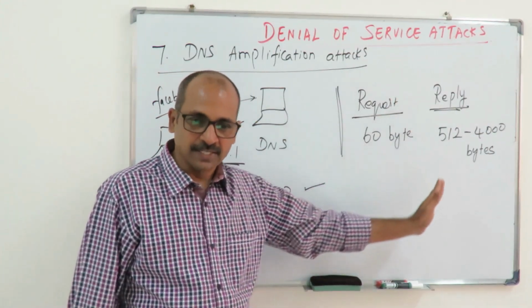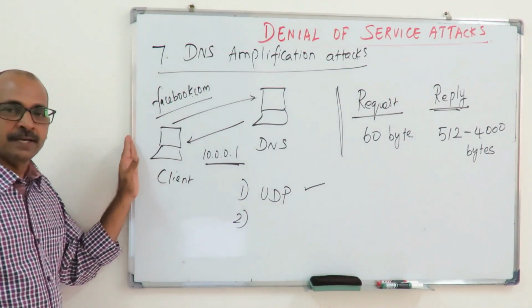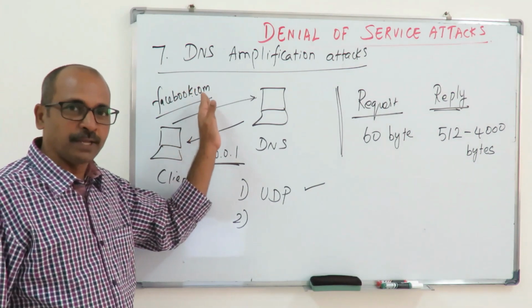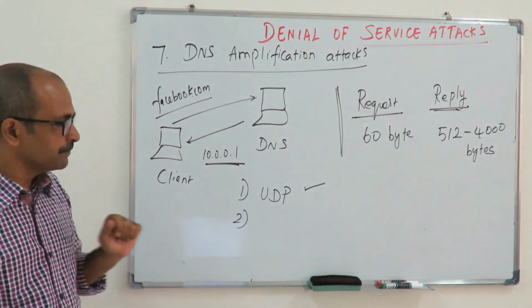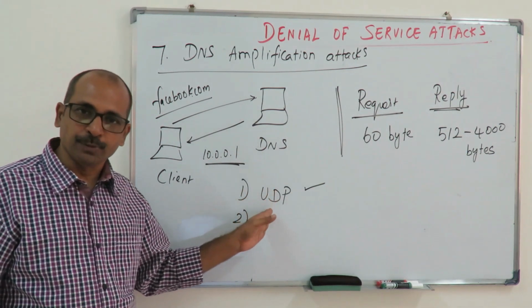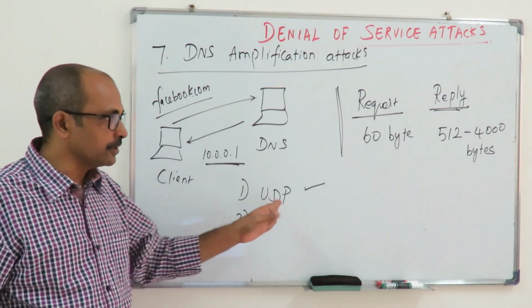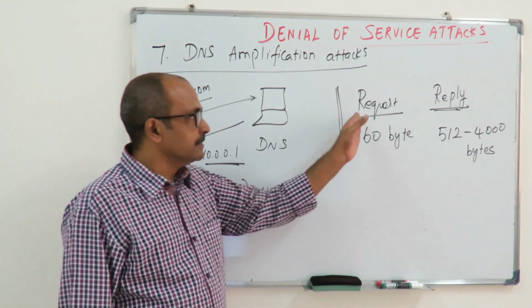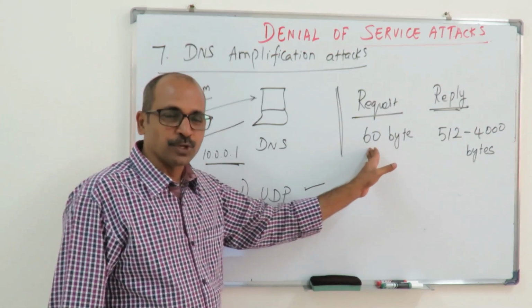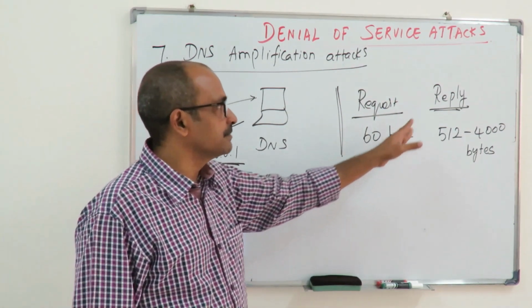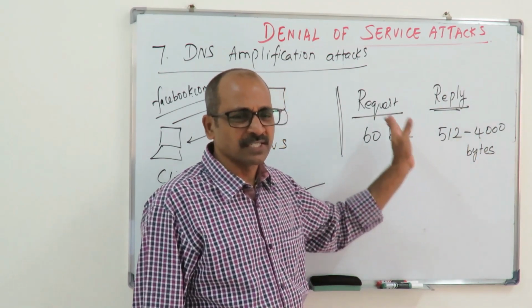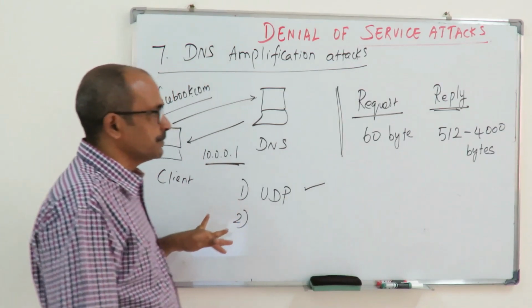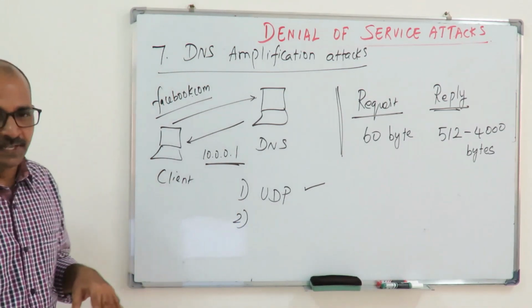Just as a summary, the DNS machine maps the domain name to the IP address and the IP address to the domain name. This is the first thing. The protocol used here is the UDP protocol, user datagram protocol. The size of the request packet is always going to be 60 bytes. The size of the reply packet is from 512 to 4000 bytes. So these are the important features we are going to take from DNS.